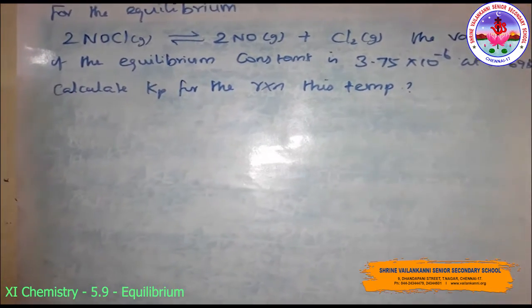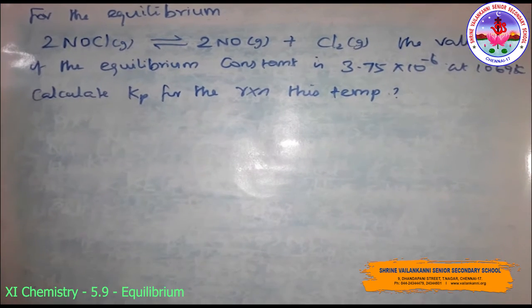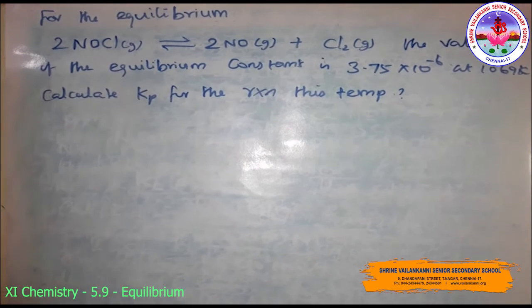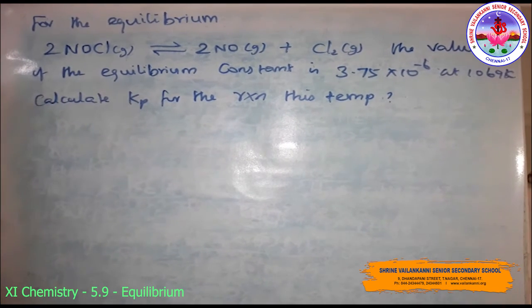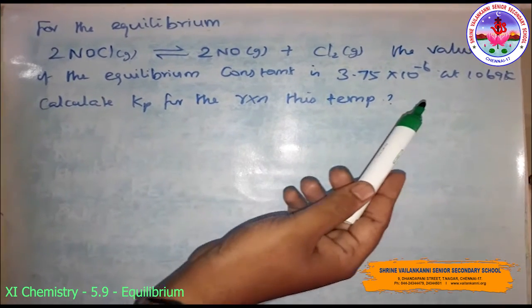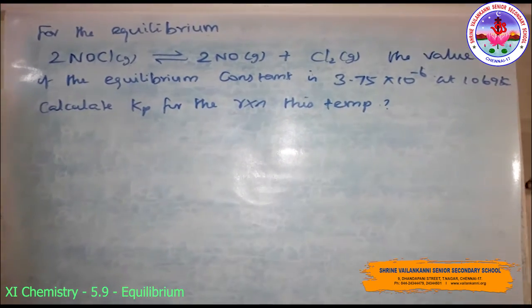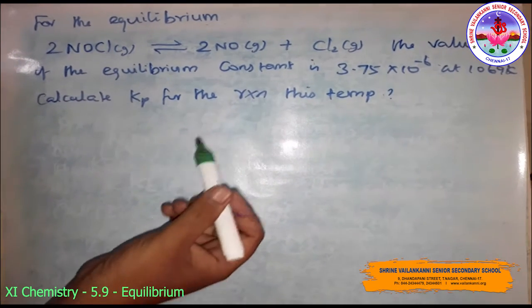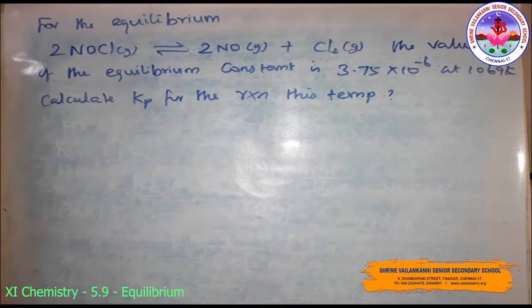Next problem. For the equilibrium, 2 moles of NOCl gas gives 2 moles of NO gas plus Cl2 gas. The value of the equilibrium constant is 3.75 x 10^-6 at 1069 Kelvin. Calculate Kp for this reaction at this temperature.